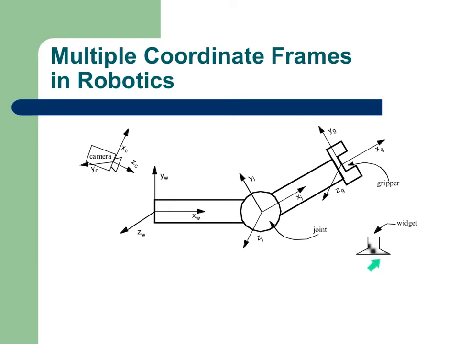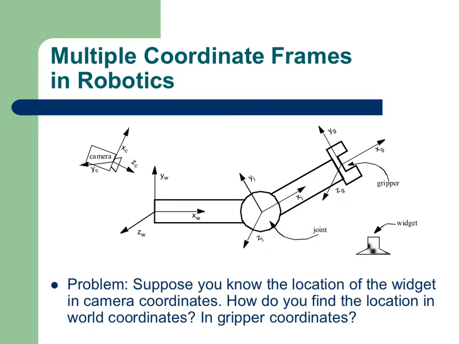And of course, maybe we have this widget over here that we want our manipulator to pick up, and perhaps we see the widget with the camera and we want to somehow tell the arm where to go to pick up that widget. But now, of course, we have a problem. If I know the location of the widget in camera coordinates, how can I figure out the location in world coordinates, which I'm saying is at the base of my robot manipulator, or how can I figure out what its location is in gripper coordinates?